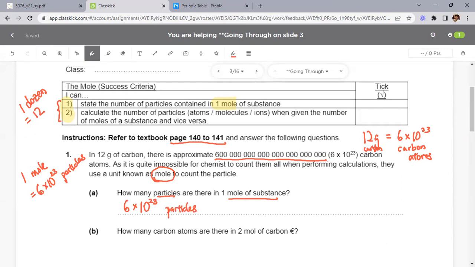And what is 6 times 10 to the power 23? It's actually this long string of numbers over here. Okay, obviously we're not going to be using this kind of number all the time. That's why, as I mentioned, we always use 1 mole.